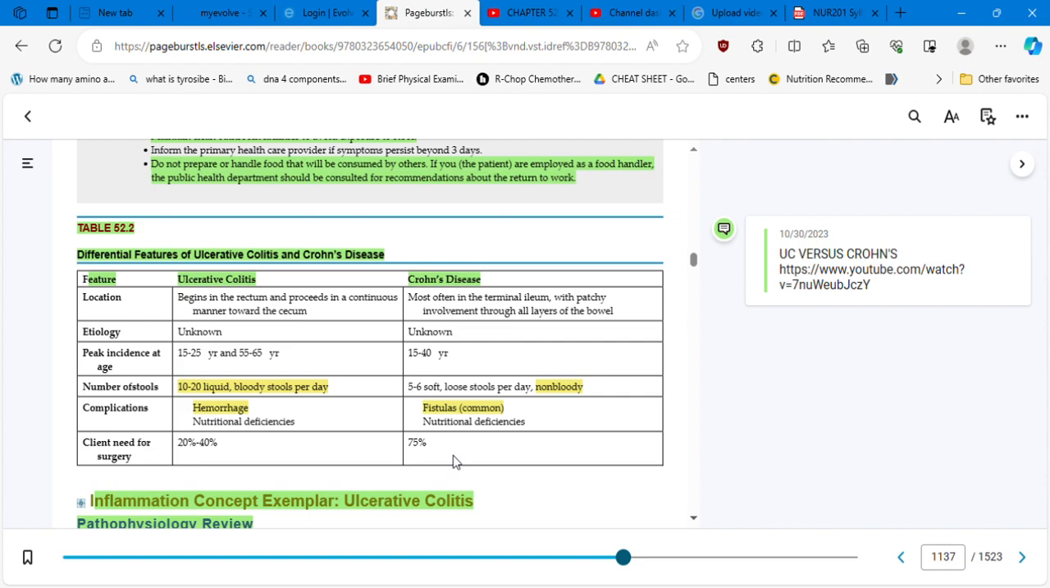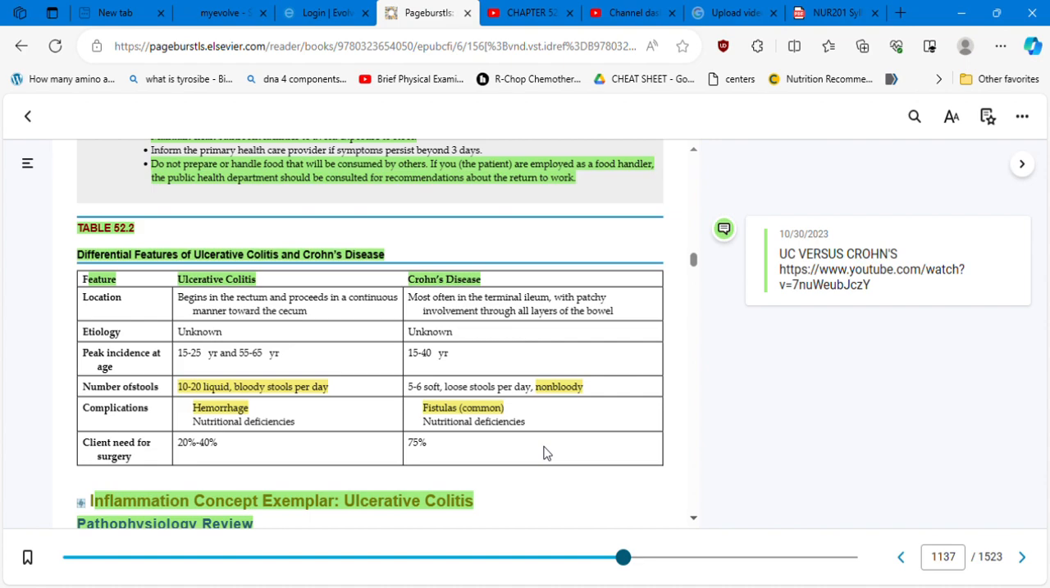75%. Even though there are bloody stools in ulcerative colitis and the risk for hemorrhage and nutritional deficiencies, the need for surgery is less than in Crohn's disease, right? Less than in Crohn's, because in Crohn's you have fistulas and this patchy involvement through all layers in the bowel.